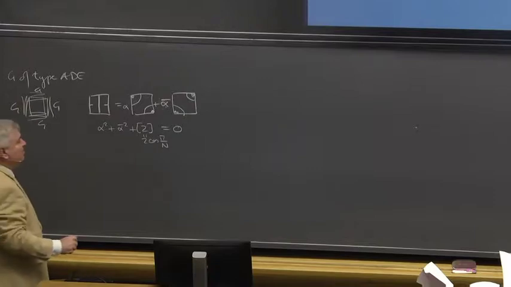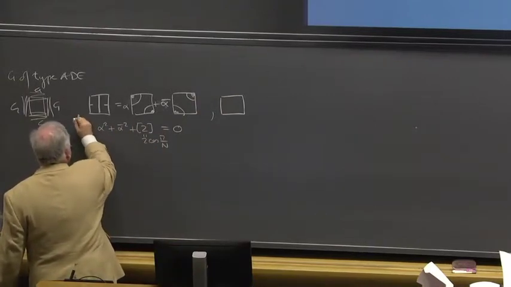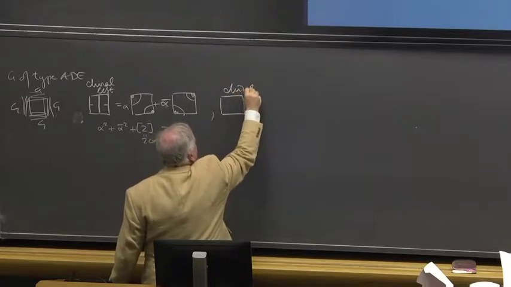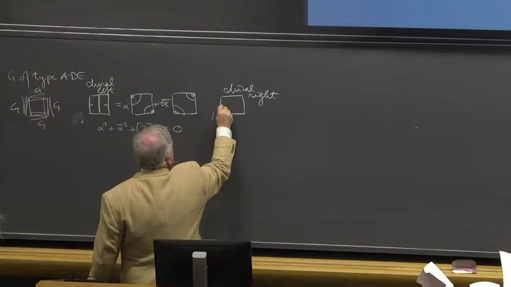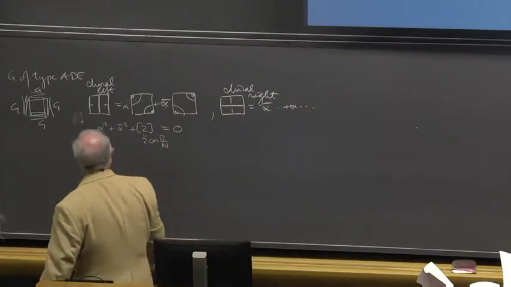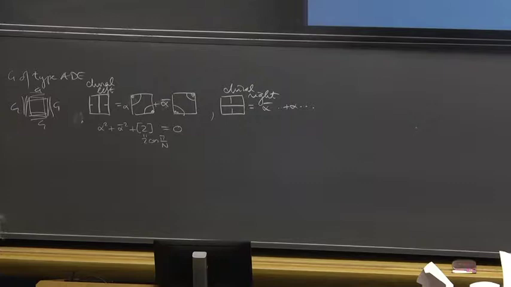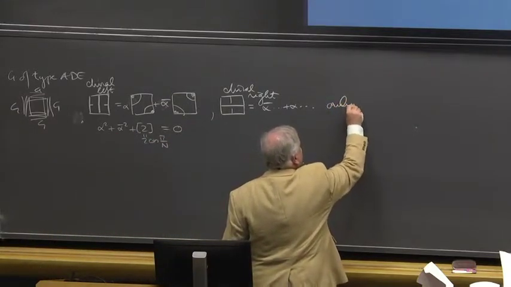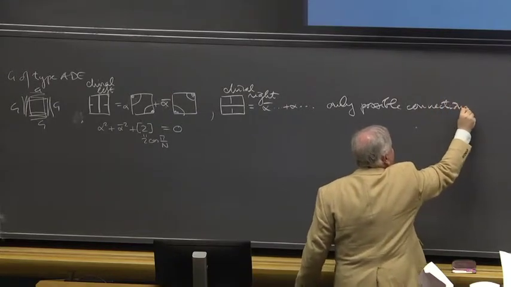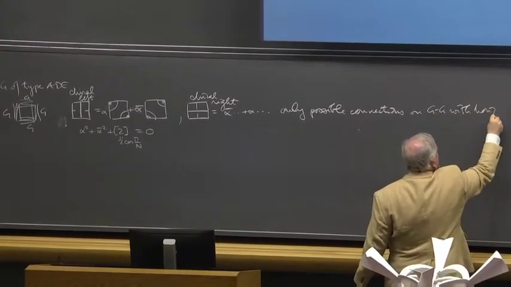And so we have a braiding. There are two solutions, and we'll call this arbitrarily chiral left and chiral right, which is the other one, which is alpha bar times that plus alpha times the other one. And so there is always this connection, and these are the only possible connections on G with horizontal, also GG.